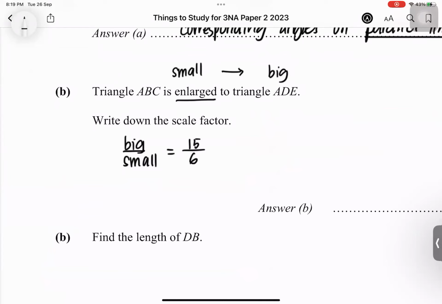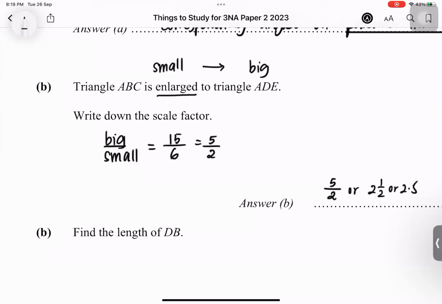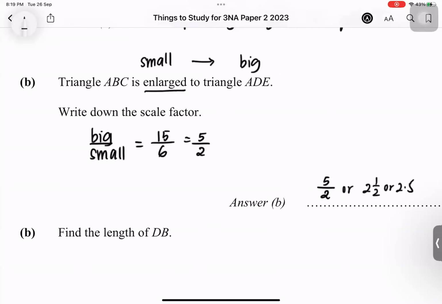Simplify to 5 over 2. More often I'll just leave it as an improper fraction. Sometimes if you want, you put, oh no, cannot put in ratio. Scale factor is a number, so it cannot be in a ratio. You can put this, or you can put 2.5. It should come in a number form. Scale factor is a number, not a ratio. So cannot write ratio. But you can use ratio to find the length or whatever later on.